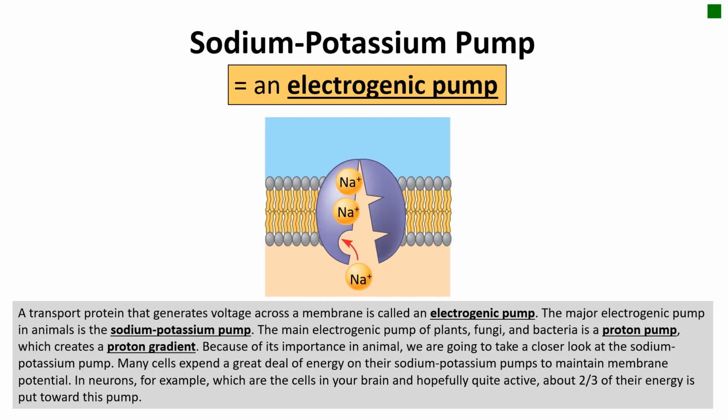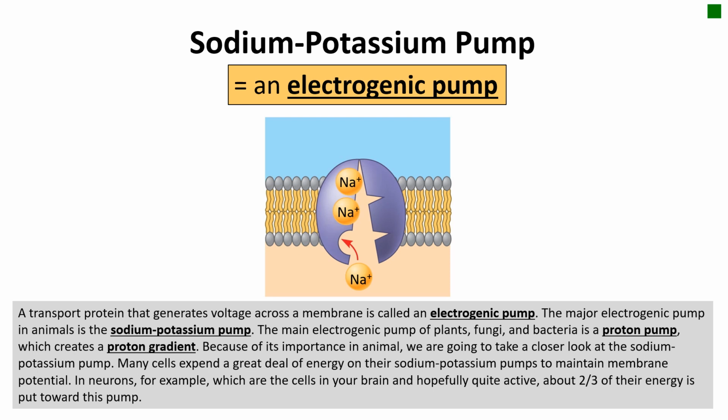A transport protein that generates voltage across a membrane is called an electrogenic pump. The major electrogenic pump in animals is the sodium-potassium pump. The main electrogenic pump of plants, fungi, and bacteria is a proton pump, which creates a proton gradient. Because of its importance in animals, we're going to take a closer look at the sodium-potassium pump.